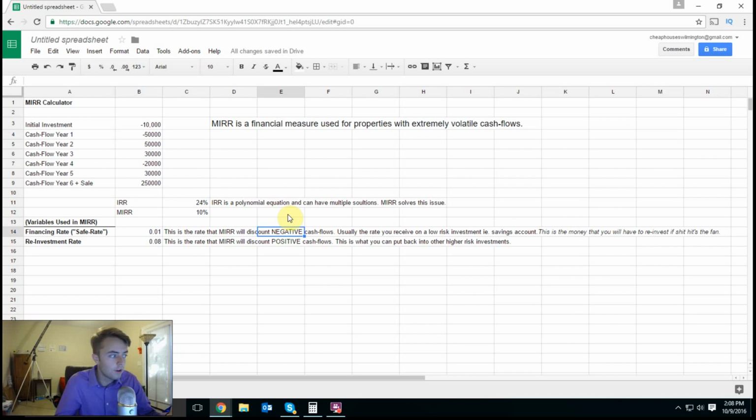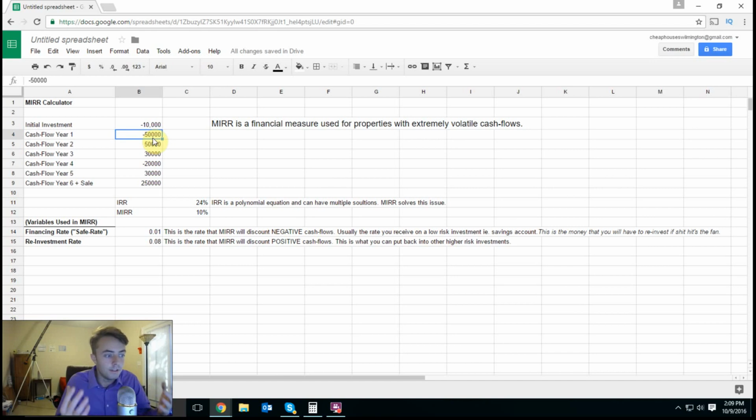So you're going along, you've bought this property for $10,000 and you're plugging along. Cash flow the first year was negative $50,000. So you had to do some renovations to the property and you had to take that money out of your pocket. You couldn't pull it out of the stock market because you don't want to do that. You probably had to pull it out of a savings account or some other very liquid investment in order to pay for the renovations or whatever bad happened. Say you had to cover the mortgage. And that's why they call it the safe rate or the financing rate.